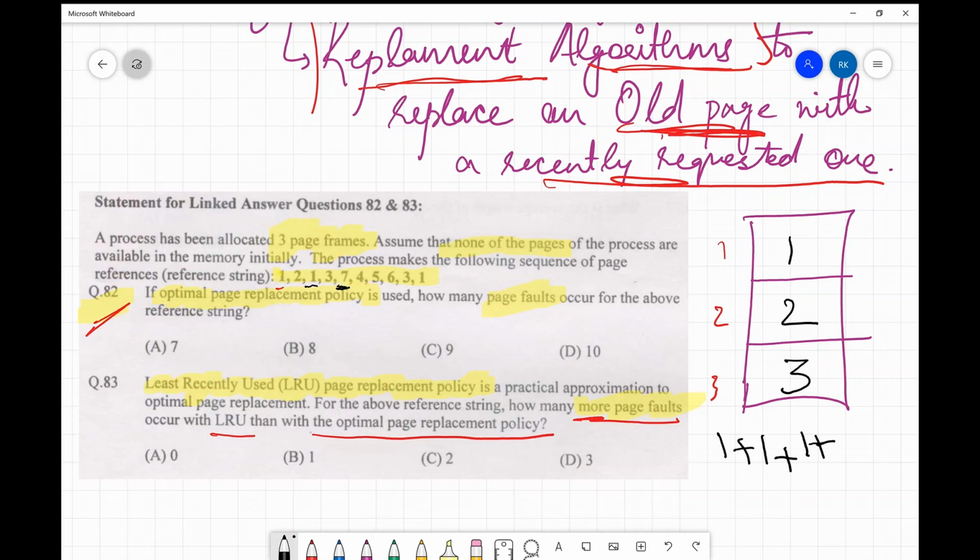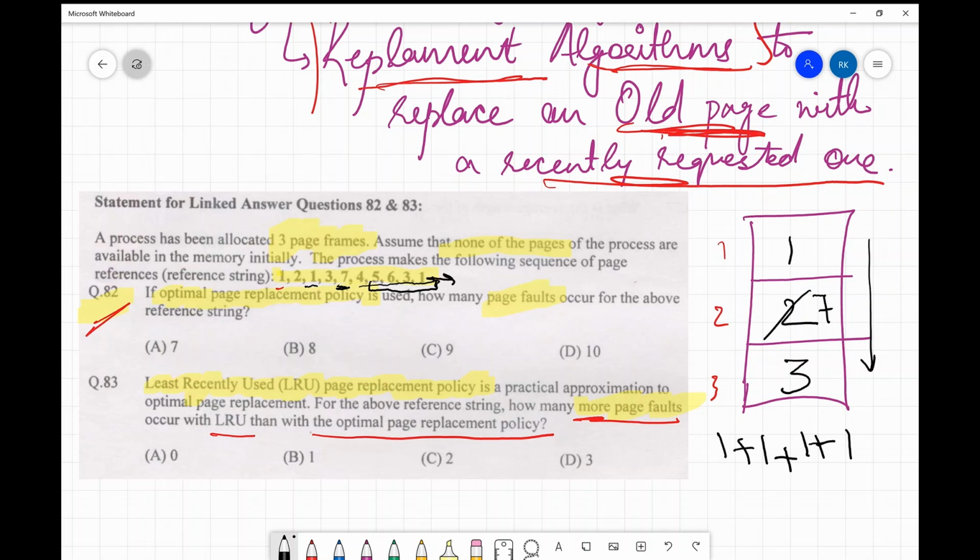Now I'll look over here, and when I analyze it, I see that 2 is never being used, so I'll replace 2 and put 7 over here. With the addition of 7, there was another page fault because 7 was not in memory. Now we move to 4. Again, we'll have to replace a page.